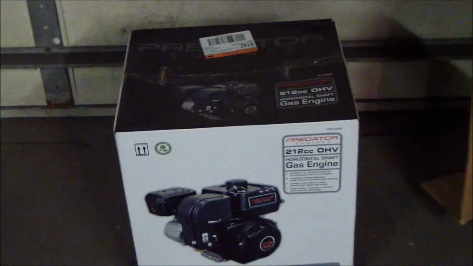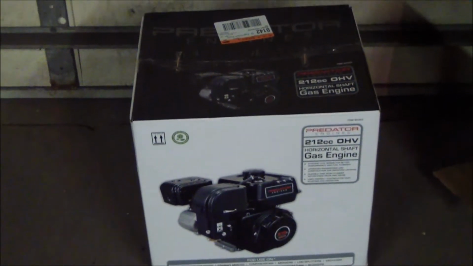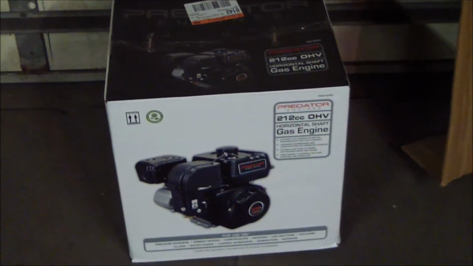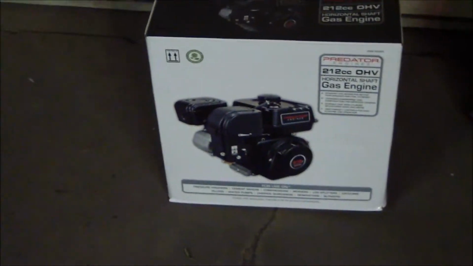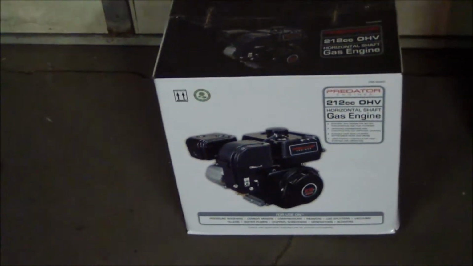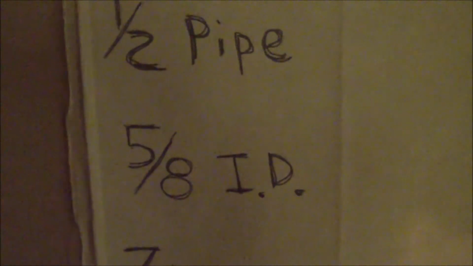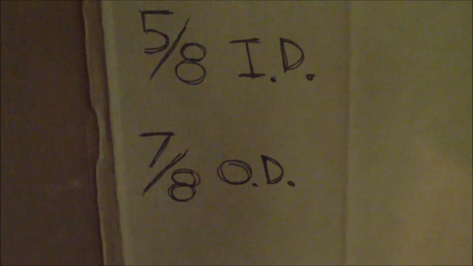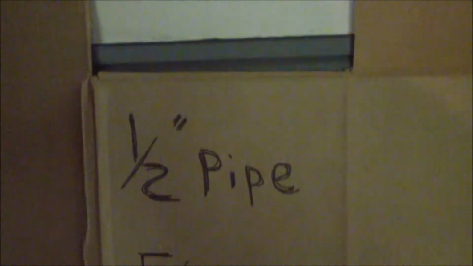This will be the engine, that Harbor Freight engine everybody's using. And I want to make clear that this may sound confusing, but half inch pipe is actually much bigger than half an inch. I wrote it down here. The ID, inside diameter, is about 5/8, the OD, outside diameter, about 7/8. So even though it's called half inch pipe, it is much bigger than a half inch. That's why I'm using that.